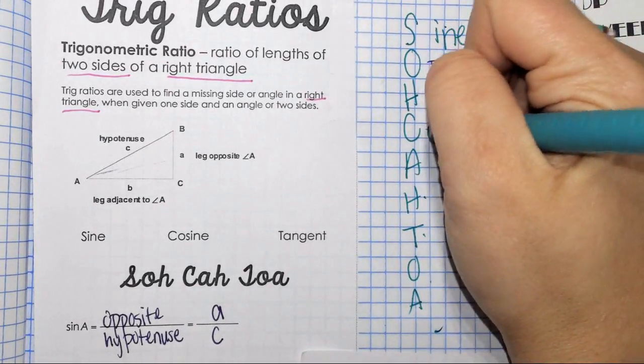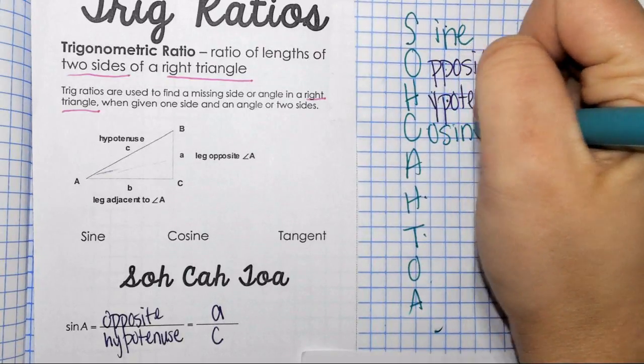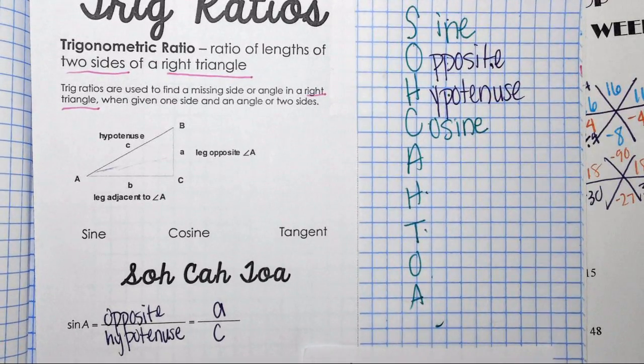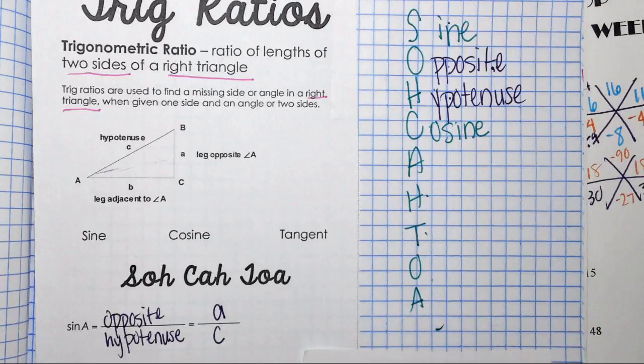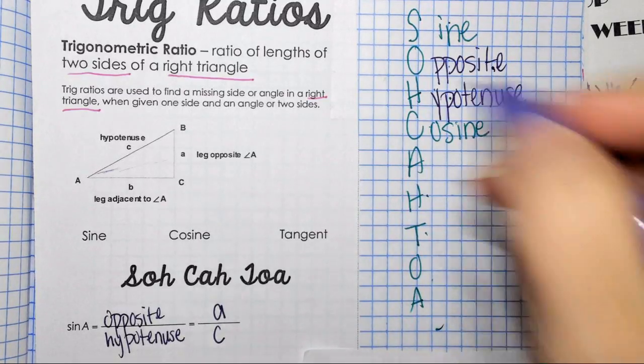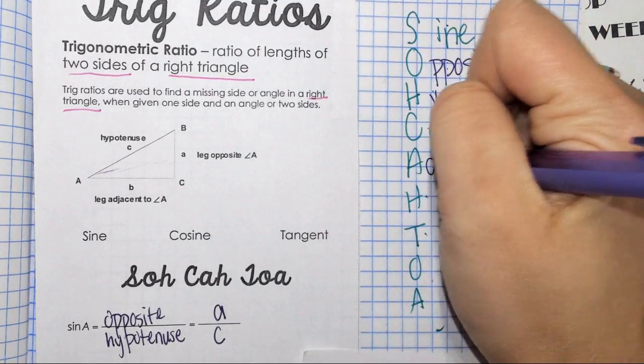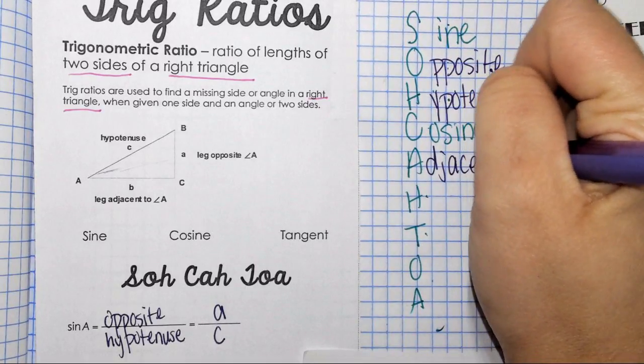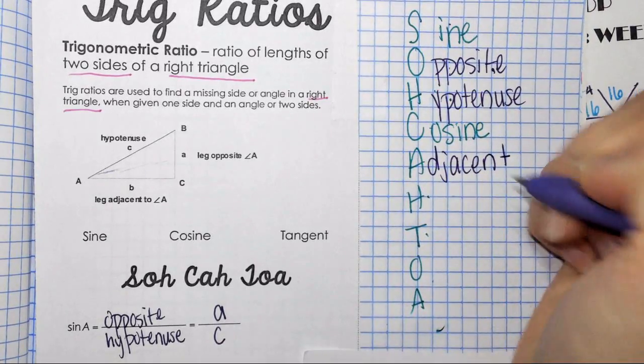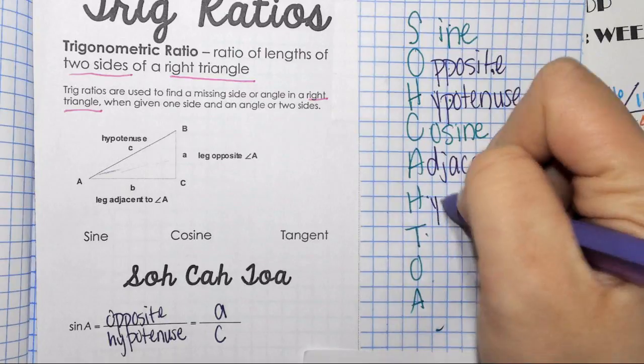So the C stands for cosine, C-O-S-I-N-E. The A stands for the side adjacent to that angle. And what does H stand for again? Hypotenuse.